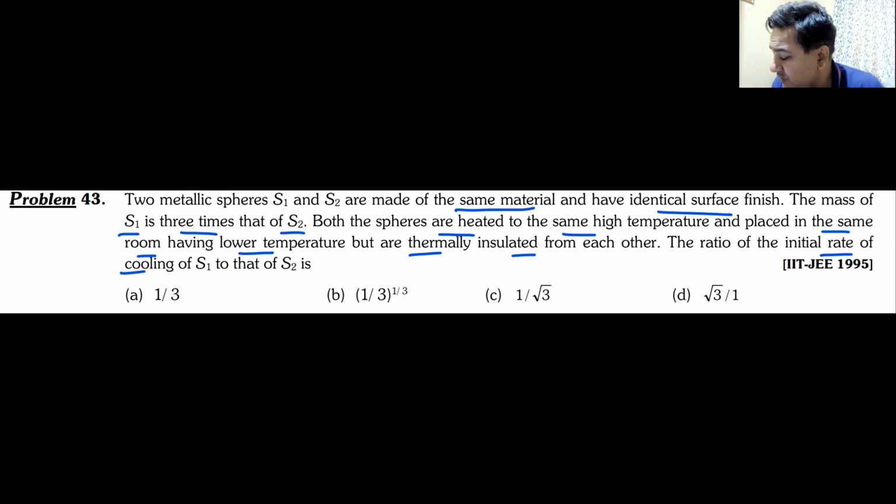That is how questions are framed in JEE, and that is why JEE becomes difficult. And I'm not talking about JEE Main. I don't consider JEE Main an exam worthy of deliberation. IITJEE 1995 was one of the toughest JEE papers. 1:3, I don't know if that is the correct answer or not. I don't think that is the correct answer. I think the answer is the most difficult looking one, 1/3 raised to the power 1/3.